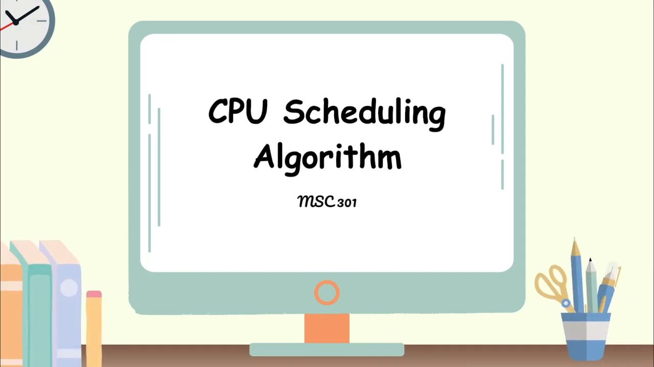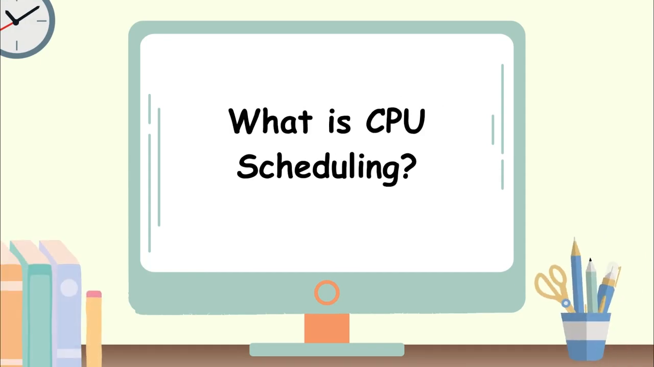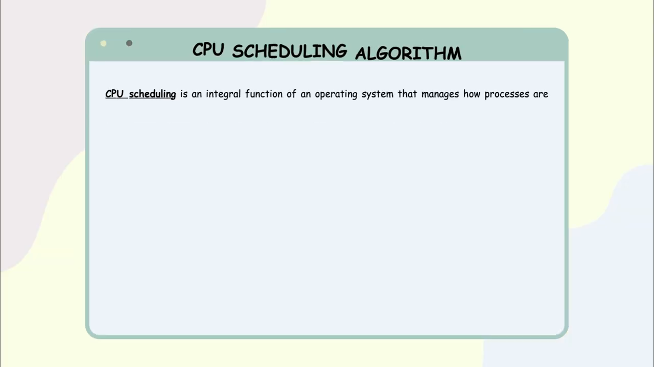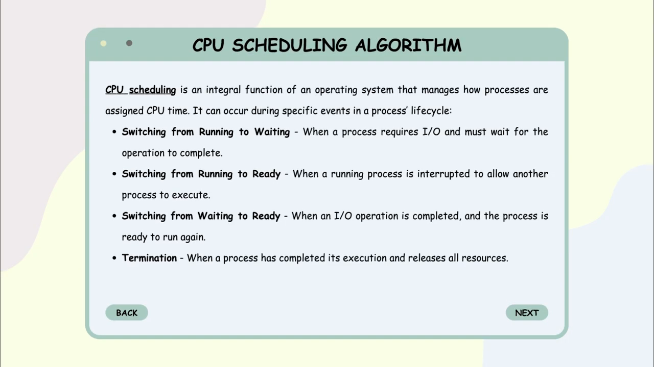CPU scheduling is a crucial function of an operating system. Think of it as a queue in a restaurant, with the chef acting as the CPU. It determines how processes are assigned CPU time. This scheduling occurs during key events in the process's life cycle, such as switching from running to waiting, from running to ready, from waiting to ready, and termination. These transitions ensure efficient use of the CPU, preventing possible bottlenecks.